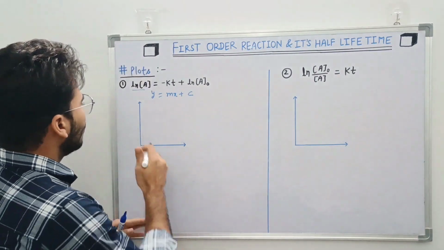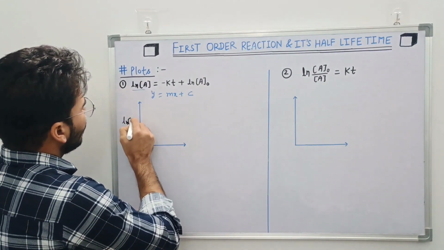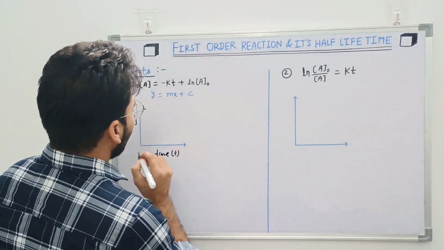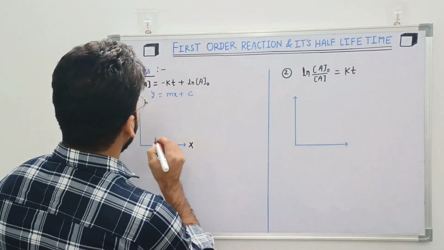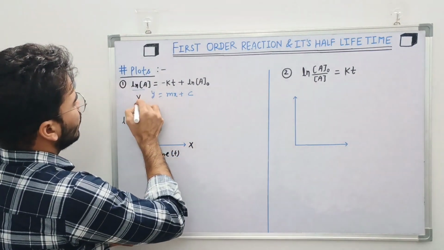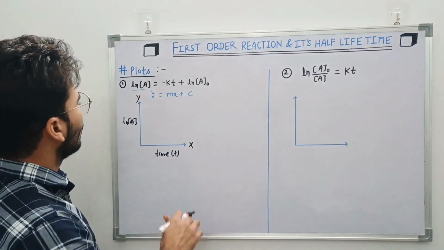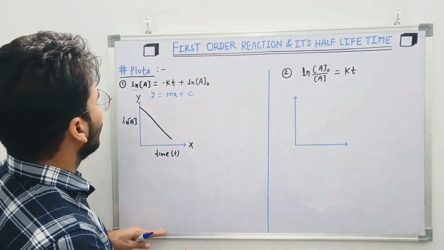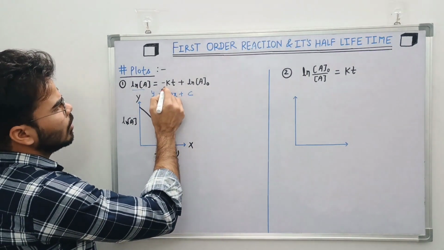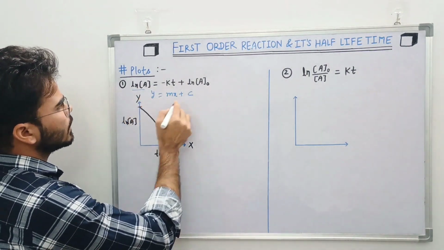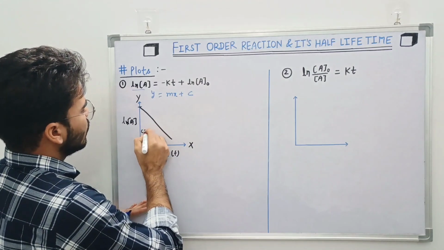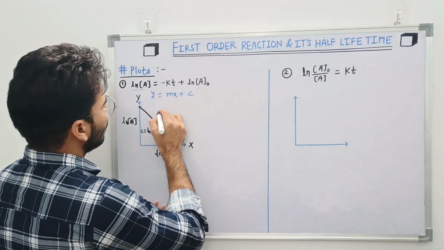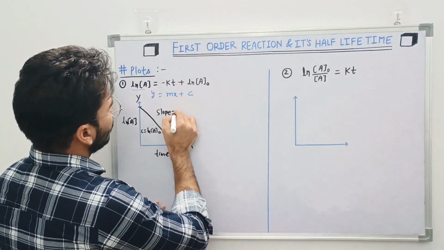When we want to plot a graph between ln a and time t, time t is the x axis and ln a is the y axis. When we plot the graph, we get this line, because here you can see that our slope is negative and the intercept c is equal to ln a0, and the slope will be minus k.